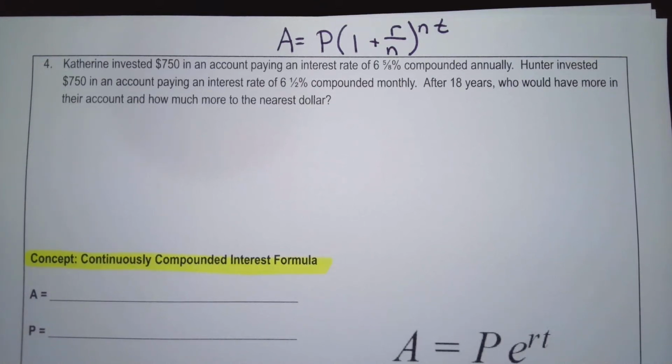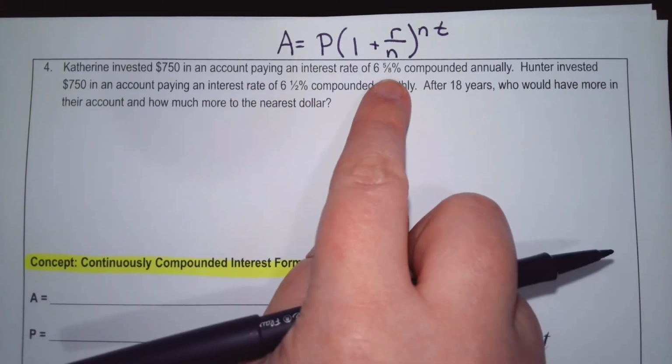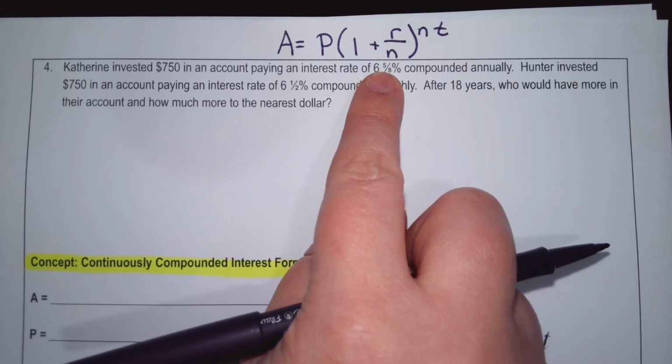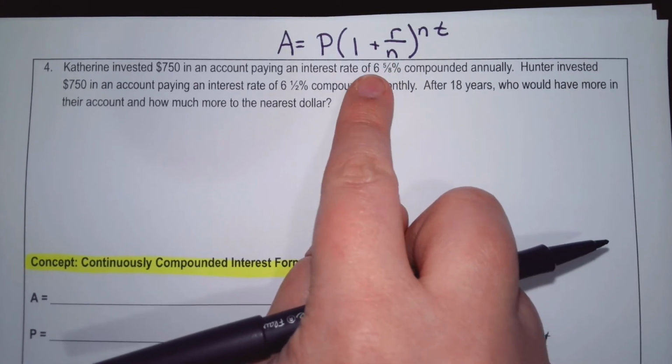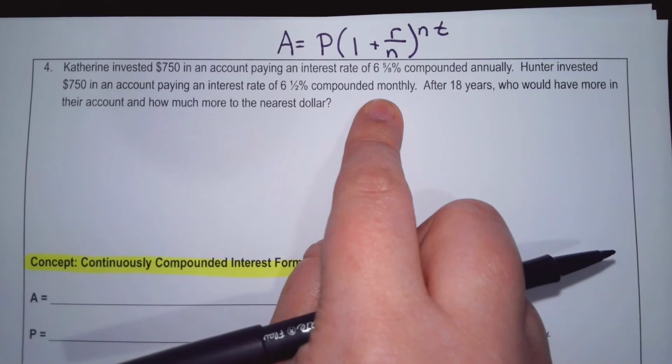Hi everyone, we're on to the second page for lesson 3. We're still working with compound interest for one more problem. As you can see, I've rewritten the compound interest formula at the top here. This one is going to be a comparison.